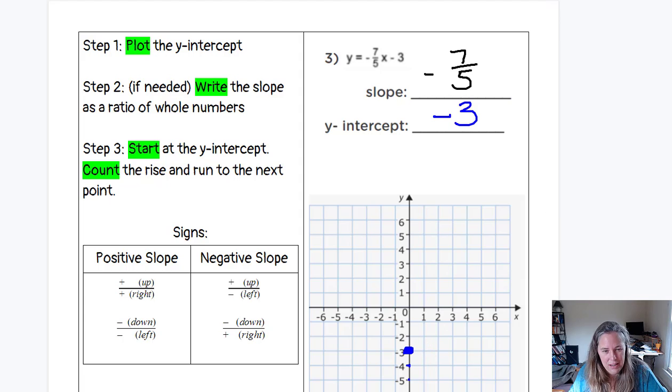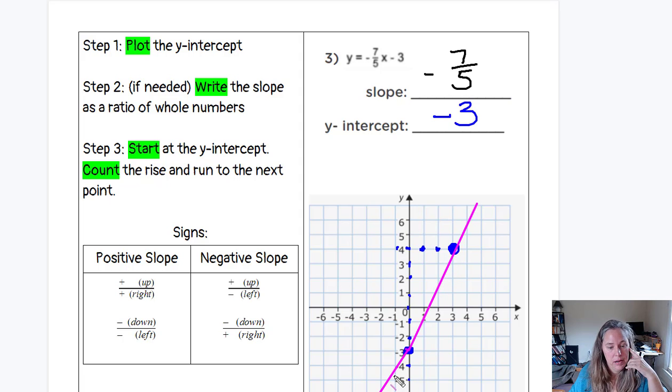Okay, so this is -7/5. So let's see. We're going to go 1, 2, 3, 4, 5, 6, 7, and then 1, 2, 3. So that's my next point right there. And here's my line. Whoops, that second line was bad. Ignore it. There's my line. That's not my mistake, the bad line, but I did make a mistake. Can you find it?